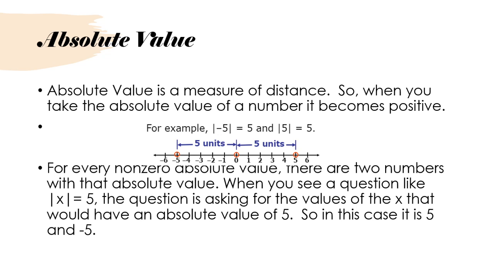For every non-zero absolute value, there are two numbers with that absolute value. And when you see questions like the absolute value of x equals 5, the question's asking for what values of x would make this absolute value 5. So in this case, we could put a 5 in there and it would be 5, or we could put a -5 in there and that would also be 5.